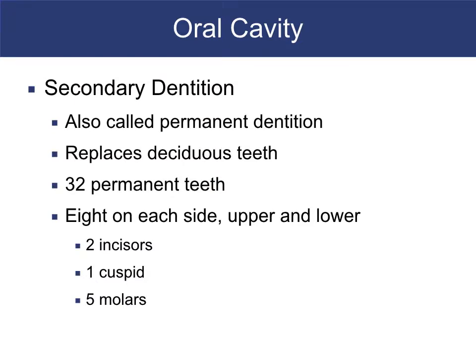But then we get our permanent teeth. Baby teeth start falling out, and we get 32 permanent teeth. So you have 20 the first time around, you have 32 the second time around. 8 on each side, 2 incisors, 1 cuspid, 5 molars. 5 molars on each side, right and left. Wow. Some of those molars never do even hatch out. We call those wisdom teeth, right? It's usually your posterior molars on each side.